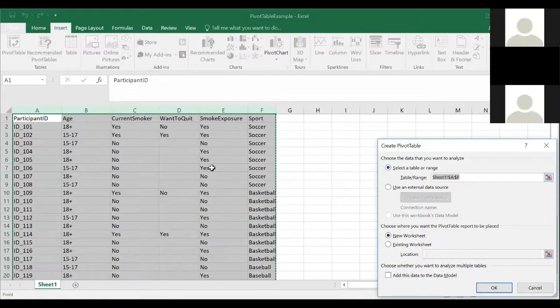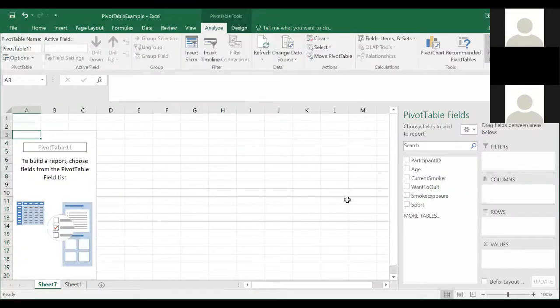This just tells you which ones you're selecting. You can either put it in a new worksheet or you can add it to the one you have. I always just put new worksheet. So then it pops up here, and on the right hand side, you'll see this is kind of where all the magic happens. So say we want to know secondhand smoke exposure by age.